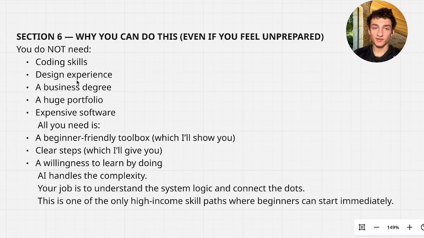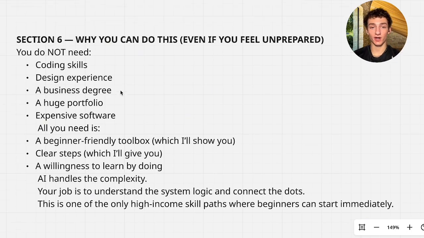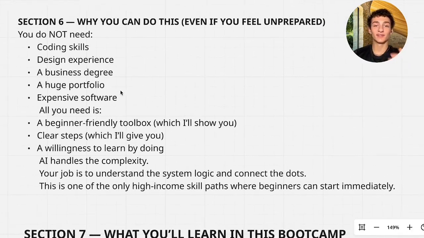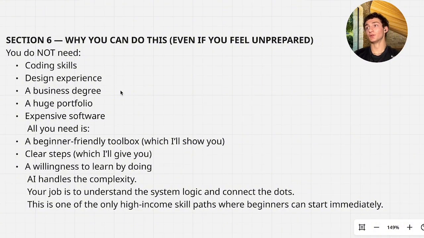You do not need coding skills, design experience, a business degree, a huge portfolio, or expensive software. All you need is a beginner-friendly toolbox, which I'll show you. It doesn't cost much, and in some cases you can get started even for completely free. Clear steps, which I'm working on giving you, and I already have given you some steps. A willingness to learn by doing. You can learn and watch all the videos you want. It doesn't matter unless you start.